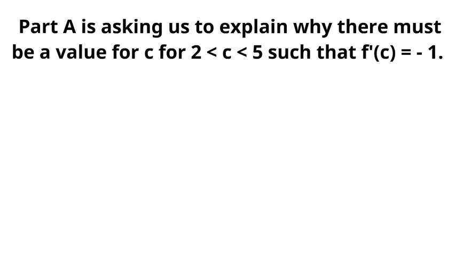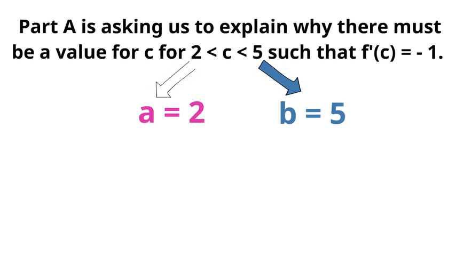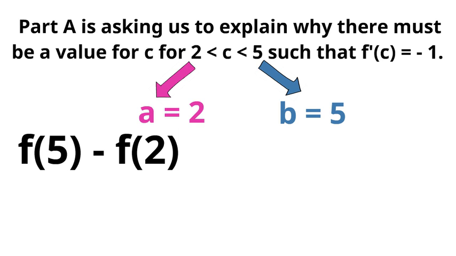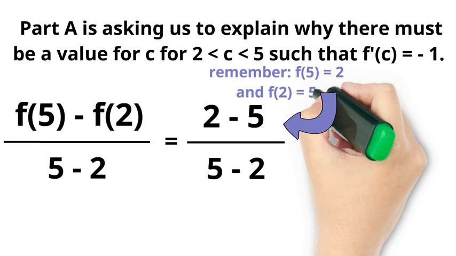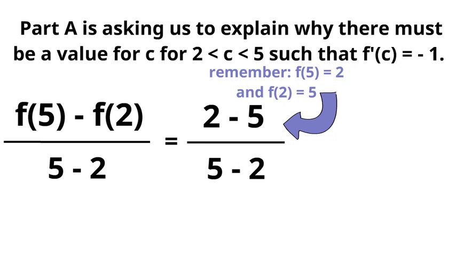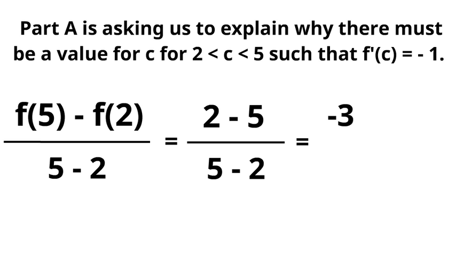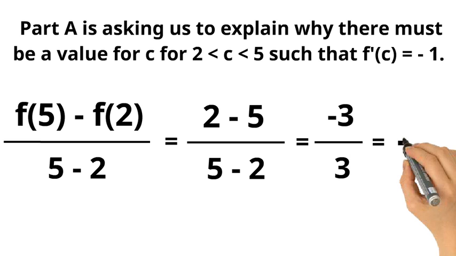of c equals -1. So, using the MVT, we get b equals 5 and a equals 2. Then, f(5) minus f(2), over 5 minus 2. This equals 2 minus 5, over 5 minus 2. But why the top 2 minus 5? Because, as stated earlier, f(2) equals 5 and f(5) equals 2. Then this equals -3 over 3, which equals -1.